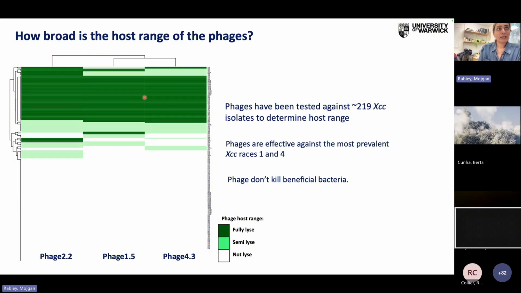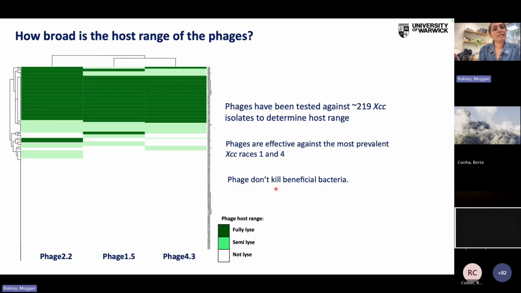The darker the green means the phages could fully lyse the XCC, the lighter the green means they semi-lyse, and white means that they cannot lyse. But you can see these 3 phages could kill 50% of these 219 isolates. And they are specific to race 1 and 4, and these are the most prevalent races in the UK. Our screening also shows these phages don't kill beneficial bacteria, such as Pseudomonas fluorescens and SWAM.